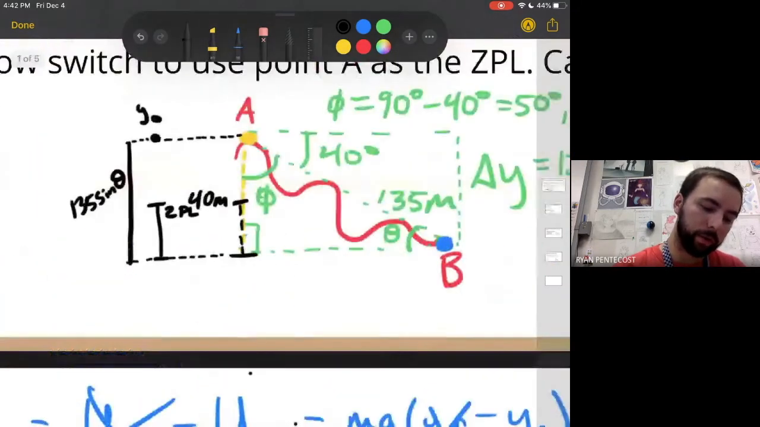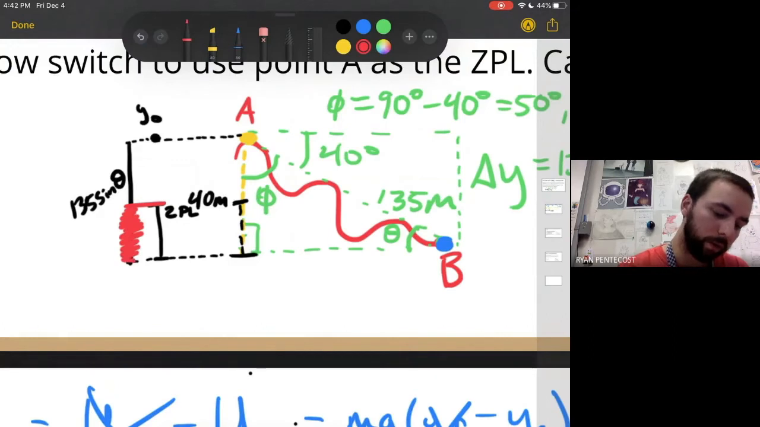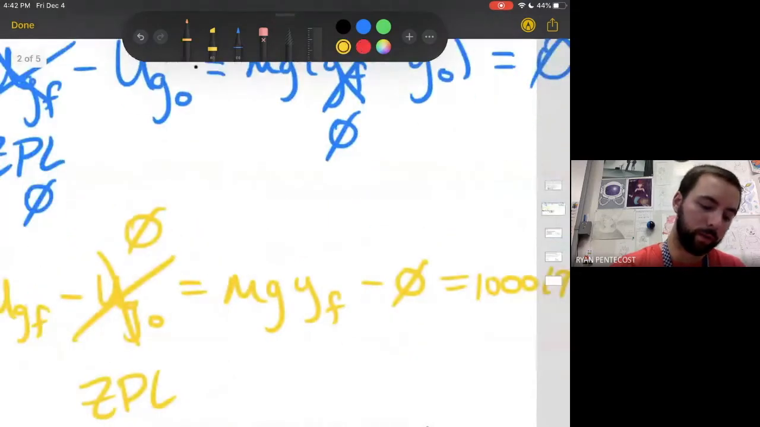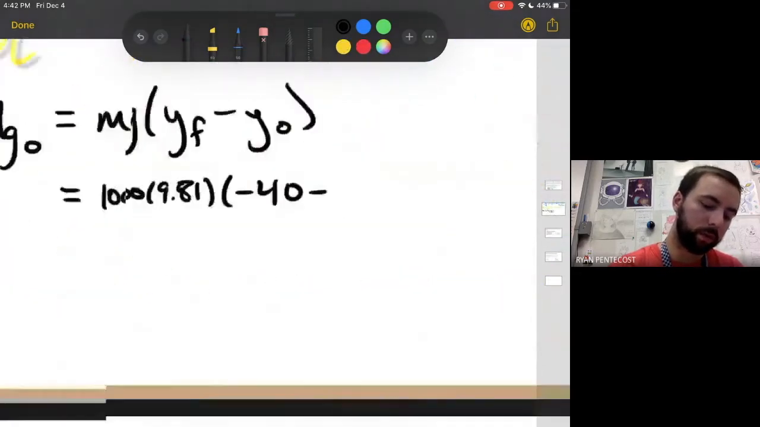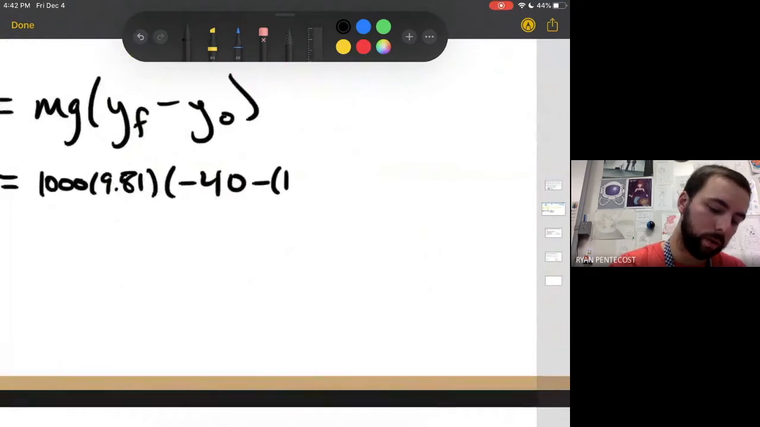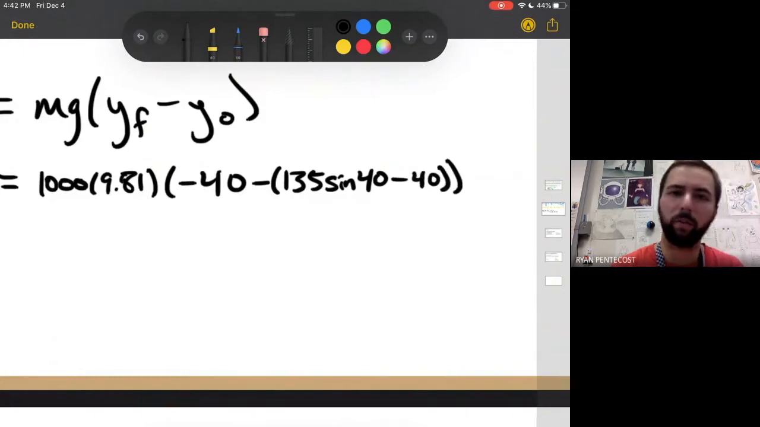So let me just show that. If we cut off that 135 sine theta right there, you are left with the difference, and that would be 135 sine theta minus 40. So let's come back down here and put this in our equation. So then we subtract 135 sine theta minus 40. Lots of 40s in this problem.